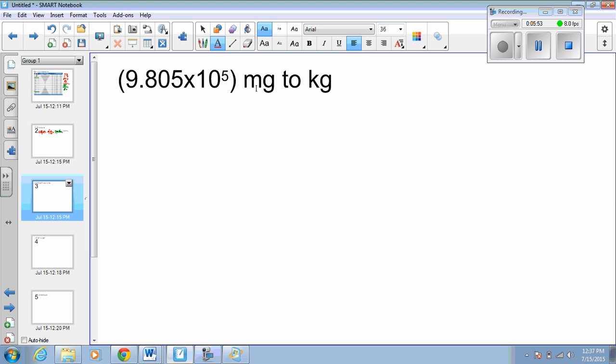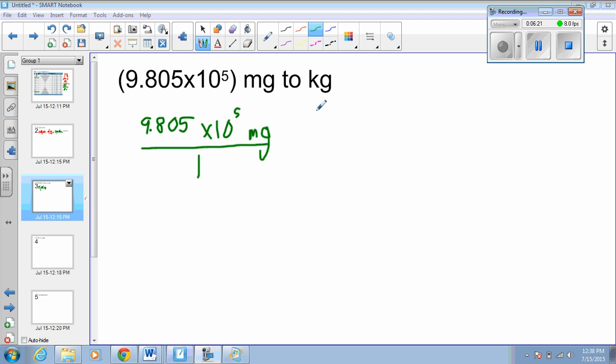So we're going to go from milligrams to kilograms. And I already have a number in scientific notation. You can choose to take it out of scientific notation and do the conversion that way, and then move your decimal point. But let's try the simple method. First, we're going to write down what we're converting from: 9.805 times 10 to the fifth milligrams. Milligrams will go on the bottom so that it can cancel out.